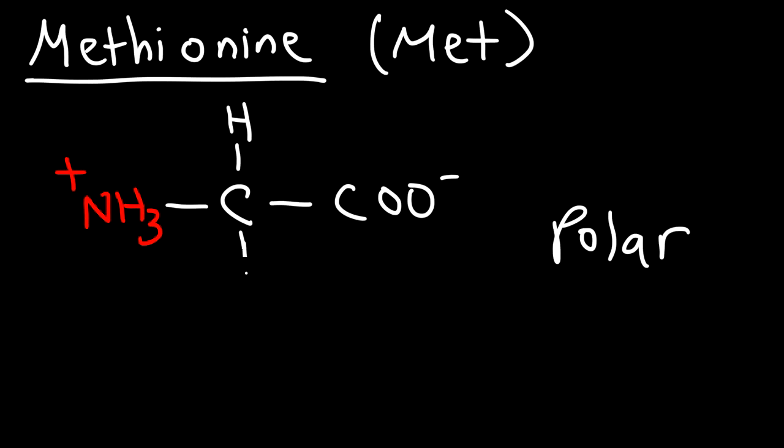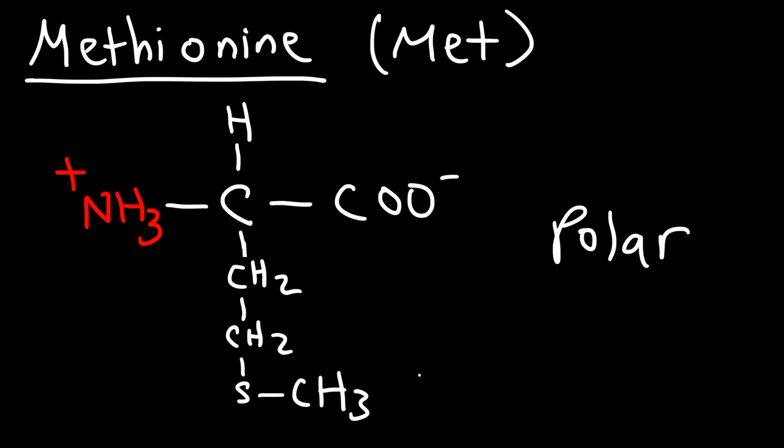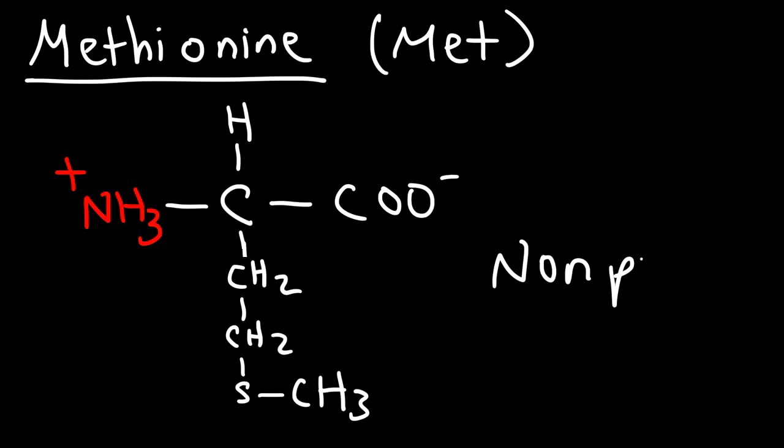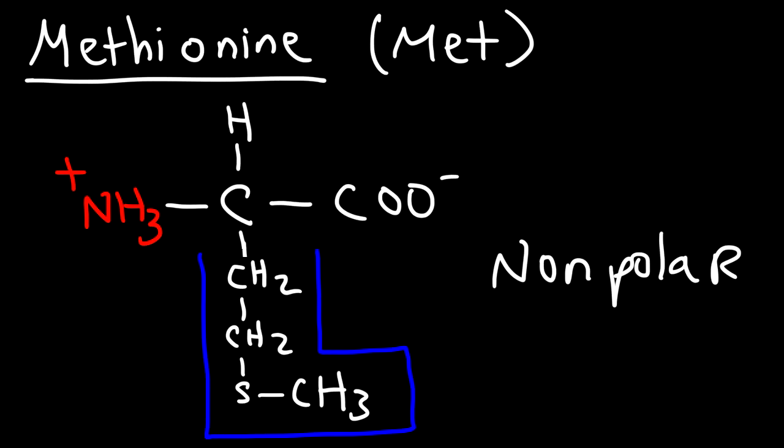So methionine has a CH2 group and another CH2 group attached to a sulfur atom, which is attached to a methyl group. And this is definitely considered to be a nonpolar amino acid because of all of the hydrocarbons in this chain. So that's the other sulfur-containing amino acid that you need to be familiar with, methionine.